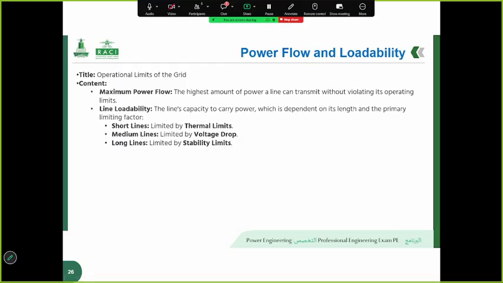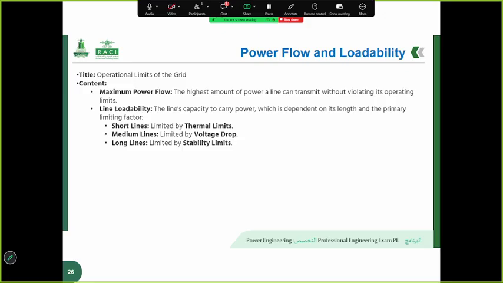For short lines, up to 80 kilometers, the main concern is the heating of the conductor. As current flows through the resistance of the line, it generates heat, the I²R losses. If the current exceeds a certain threshold, the conductor can overheat, causing it to sag excessively or even melt. The thermal limit is the maximum current a conductor can carry continuously without exceeding its temperature rating.